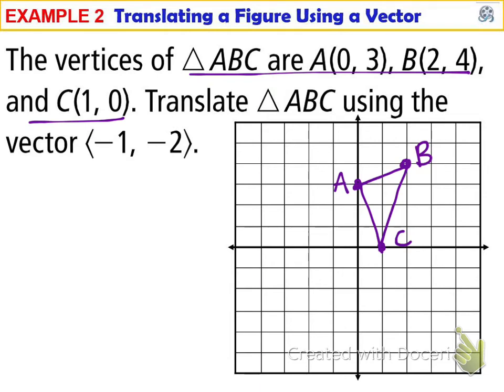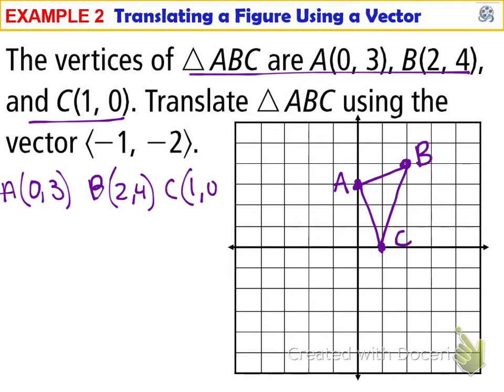All right, we have ABC done. Okay, so we can do this one of 2 ways. You can take the originals. So we had A was (0, 3), B was (2, 4), and C was (1, 0). And what you can do, the vector is <-1, -2>. So what you can do is apply that to each point, subtracting 1 to the x and subtracting 2 to the y. And that will give you your new coordinates.